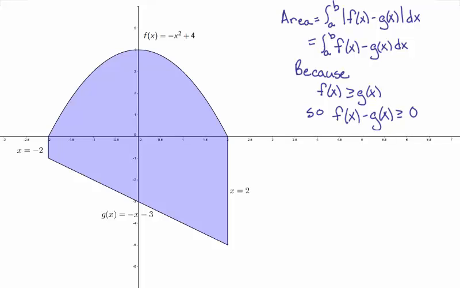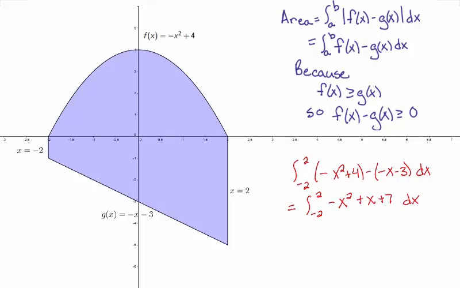The area of this specific x region is the integral from negative 2 to 2 of negative x squared plus 4 minus negative x minus 3 dx. Simplifying, this is the integral from negative 2 to 2 of negative x squared plus x plus 7 dx. Computing the antiderivative, we are left with evaluating negative 1/3 x cubed plus 1/2 x squared plus 7x from negative 2 to 2. Resulting in an area of 68/3 units squared.